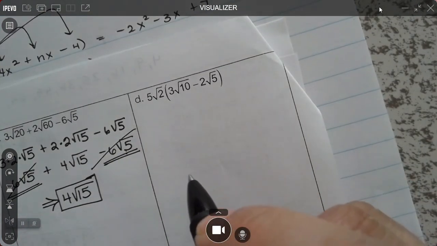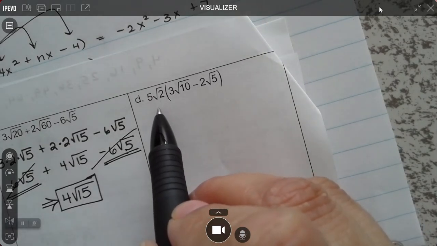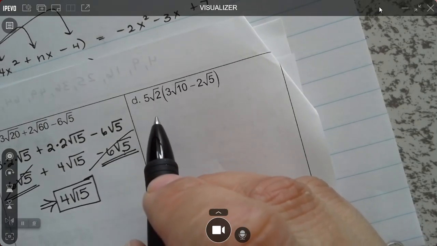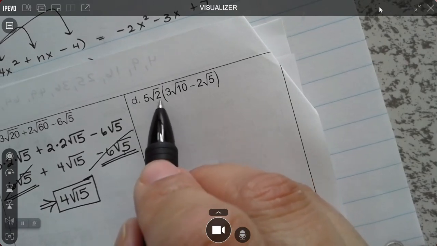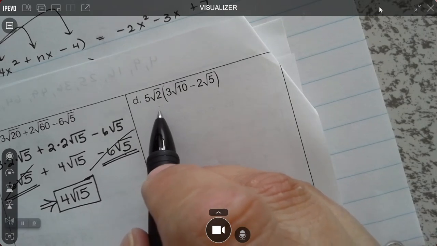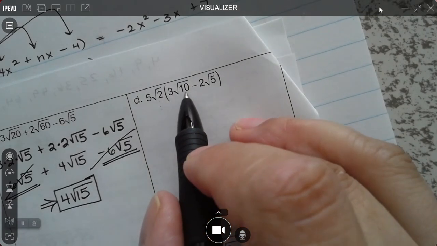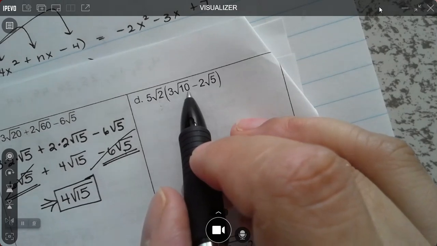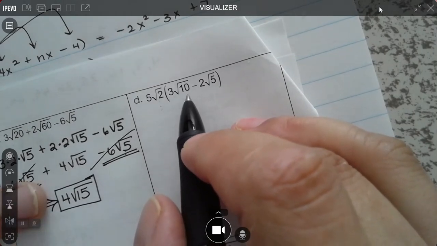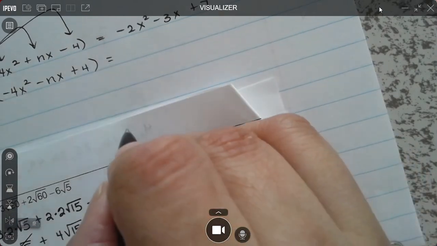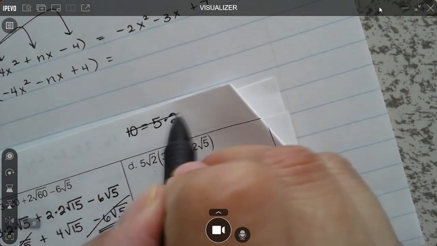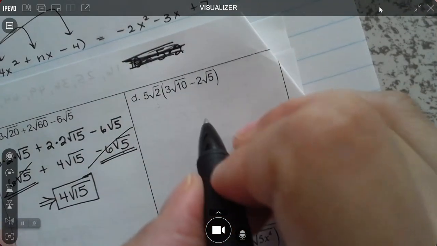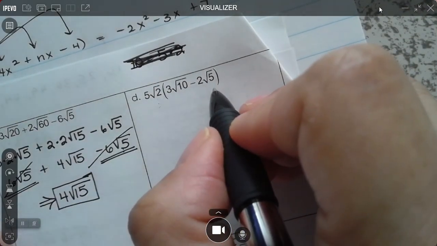Anything that needs to be simplified here? Does radical 2 need to be simplified? Yes or no? No, because radical 2 is as simple as you get, right? What about radical 10? Can you simplify radical 10? 10 can become 5 times 2, but are there any perfect squares there? So can we simplify 10? Nope. Correct. And can radical 5 be simplified?